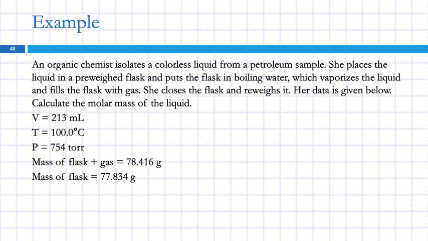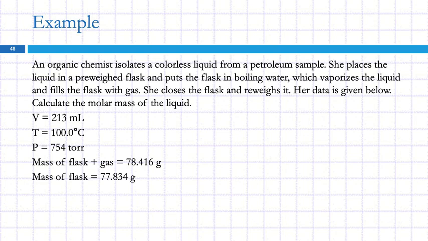So here's another example. This one is a lot like the data you'll have from experiment 6A. An organic chemist isolates a colorless liquid from a petroleum sample. She places the liquid in a pre-weighed flask and puts the flask in boiling water, which vaporizes the liquid and fills the flask. She closes the flask and re-weighs it. Her data is given below. Calculate the molar mass of the liquid.